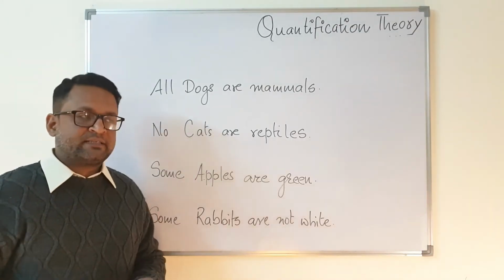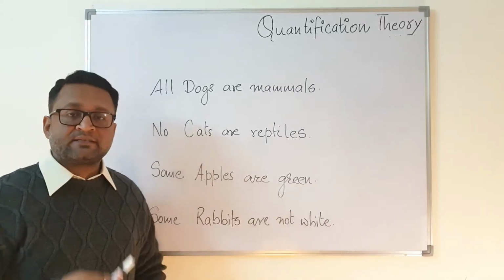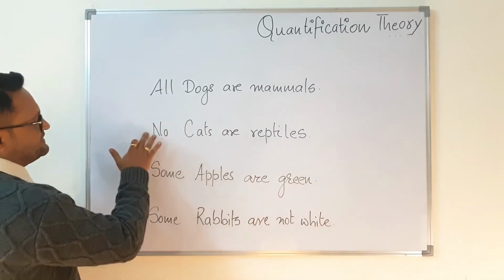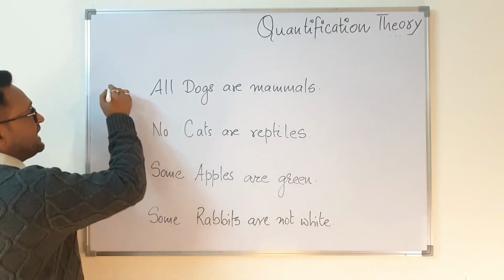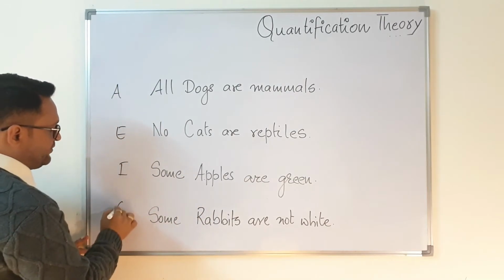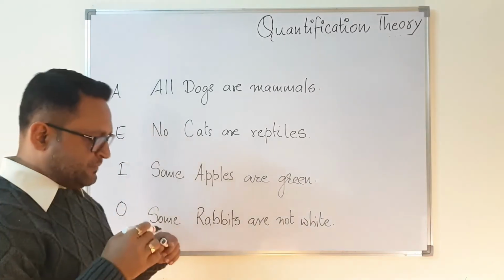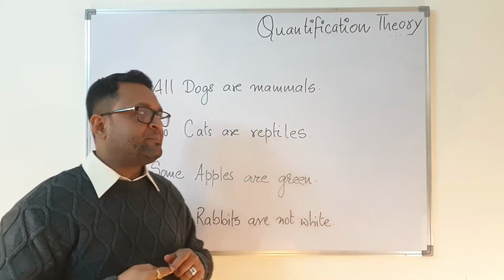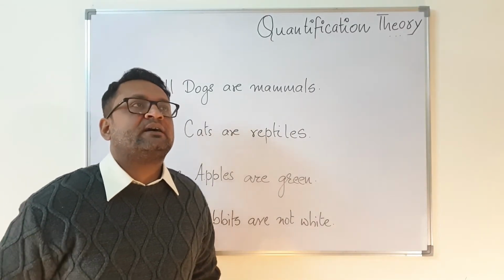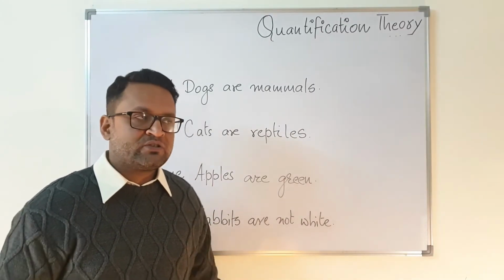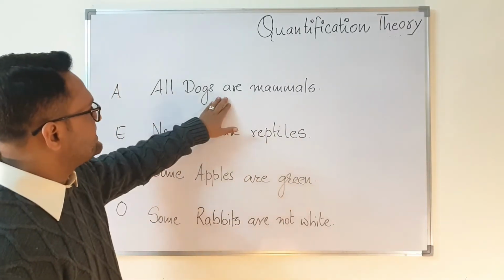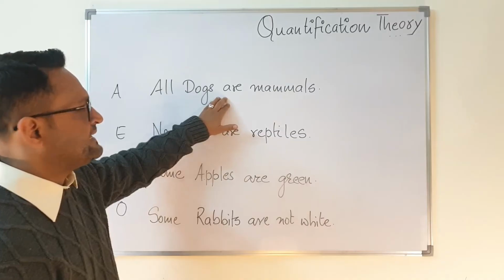Let us take some examples which we have already discussed in syllogistic logic. As you can see, this is an A type of proposition, this is an E type of proposition, this is an I type of proposition, and the last one is an O type of proposition. Now how will we be symbolizing these propositions, right? I gave you a small hint while I was discussing the modern square of opposition, but it was just a hint. Now let us try to understand how we are going to symbolize these.